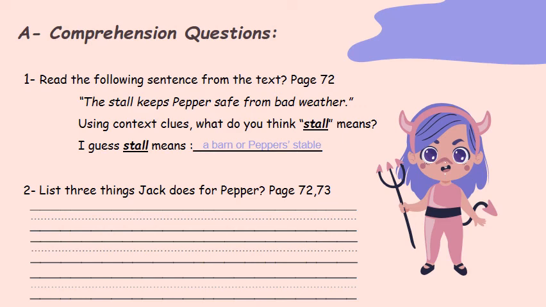Now let's list three things Jack does for Pepper. You can find more than three, but we're going to list only three. You can find them on page 72 and page 73. The first thing is Jack gives Pepper hay to eat, right? The second thing Jack does for Pepper is he cleans Pepper's stall and puts down fresh padding.